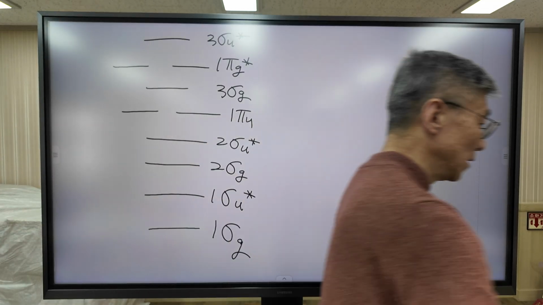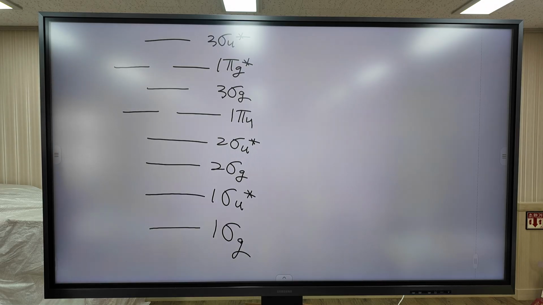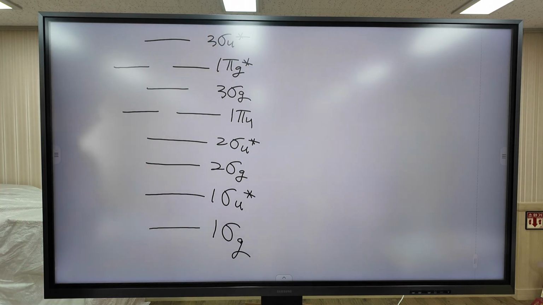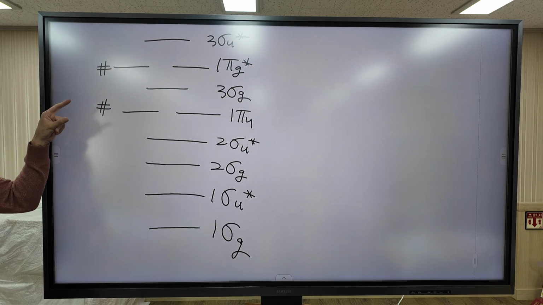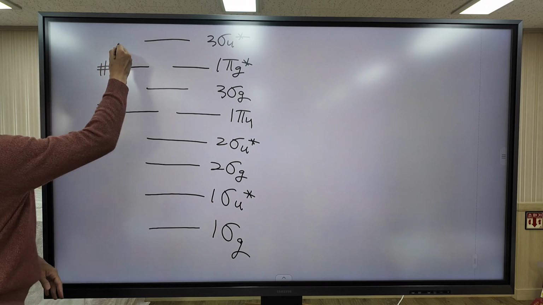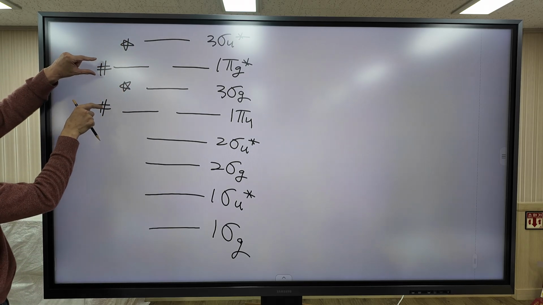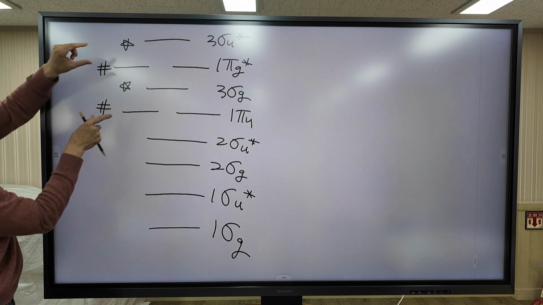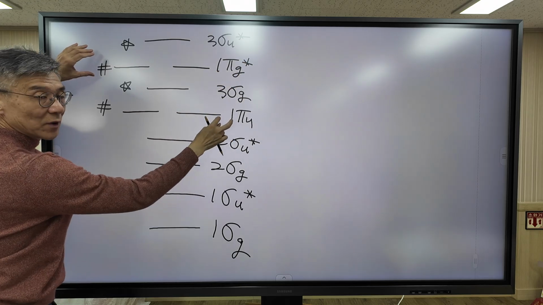This is the molecular orbital energy diagram for H2 plus. So we are going to take a look at this one. First, we are going to take these 2 molecular orbitals, and then we are going to take a look at these 2 orbitals. So first, I'm going to take a look at the 1 pi g star orbital and the 1 pi u orbital.